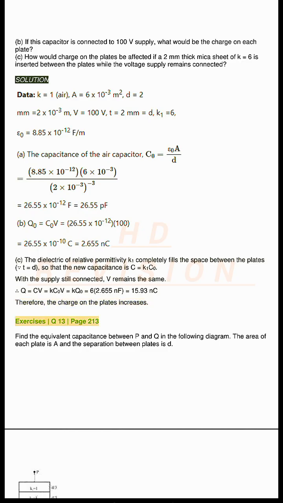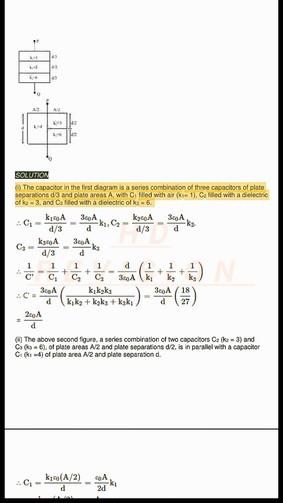Exercises Q13, page 213. Find the equivalent capacitance between P and Q in the following diagram. The area of each plate is A and the separation between plates is d. Solution. I. The capacitor in the first diagram is a series combination of three capacitors of plate separations d/3 and plate areas A, with C1 filled with air K1 equals 1, C2 filled with a dielectric of K2 equals 3, and C3 filled with a dielectric of K3 equals 6.